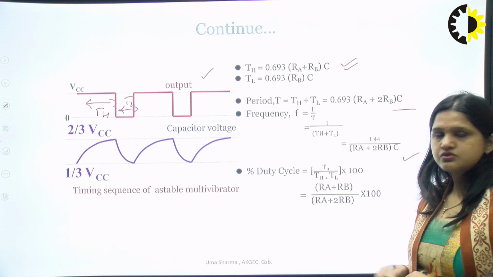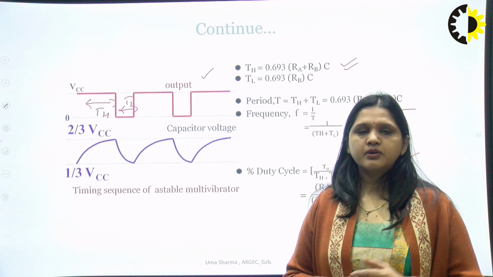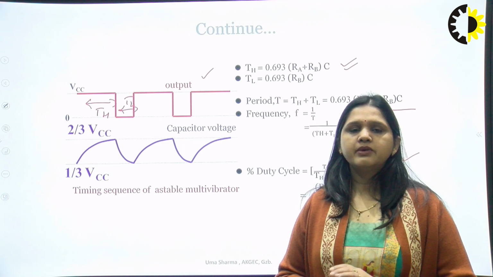So this is all about the astable multivibrator using the 555 timer. In the upcoming lectures, we will see the working of the monostable multivibrator, and there are many applications which we can implement using this 555 timer IC, like PLL, VCO and many more.